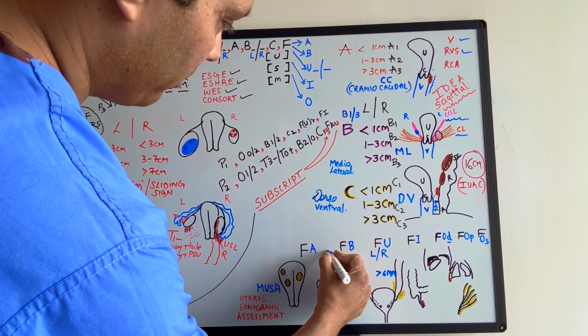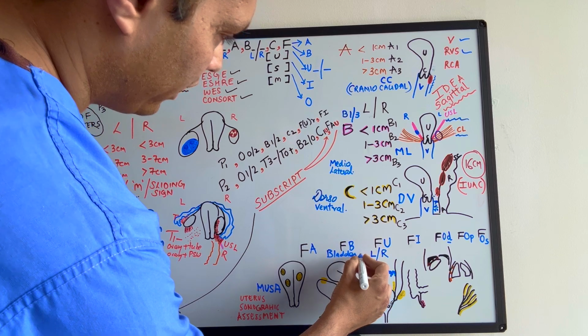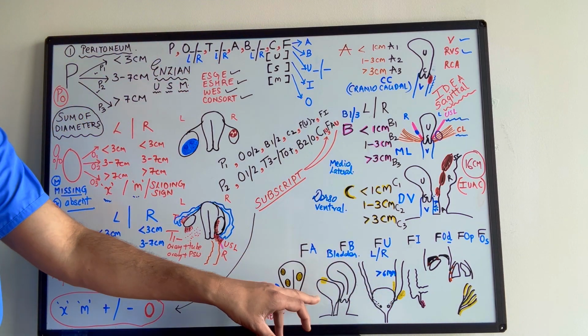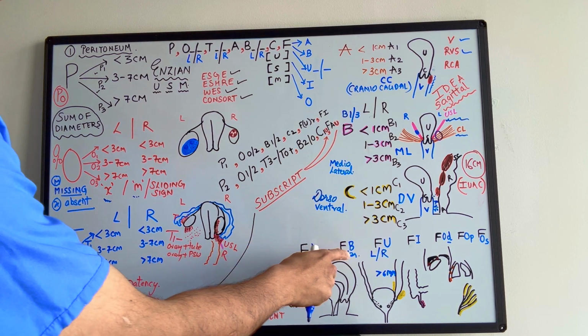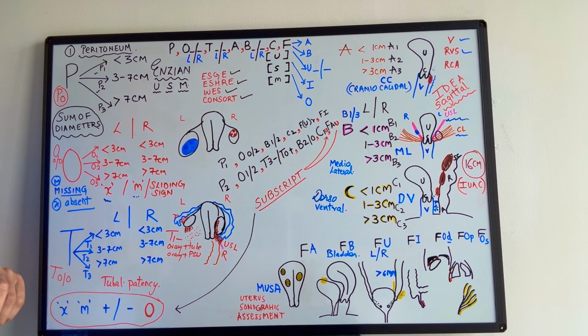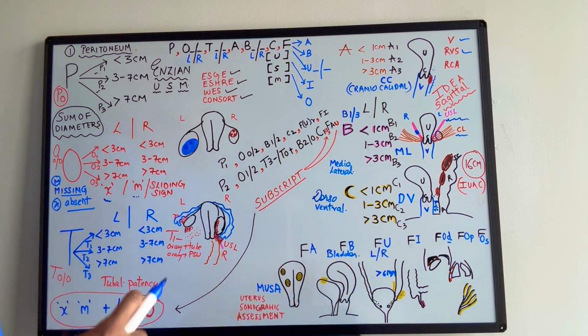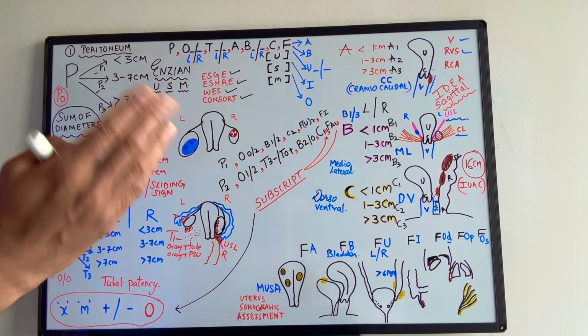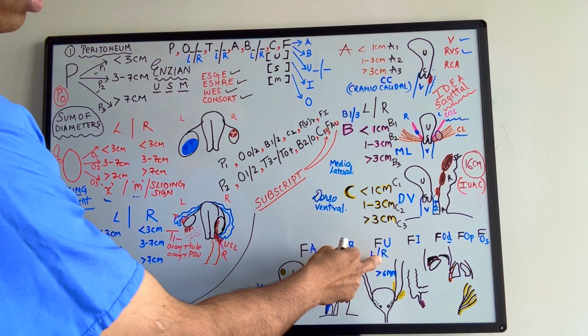FB stands for, B stands for bladder. So it means the endometriotic lesion is involving the detrusor muscle or the muscular layer of the bladder, and that will be described as FB. Then we come to FU. FU means ureter. Now again, it's a paired structure, so it will be left and right divided on that.